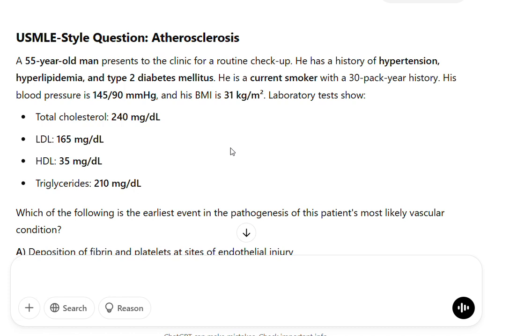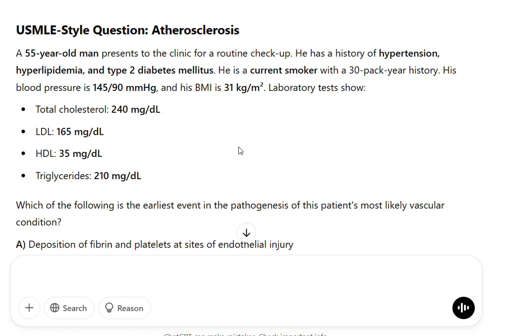Laboratory tests show total cholesterol 240 milligrams per dL, LDL 165 milligrams per dL, HDL 35 milligrams per dL, triglycerides 210 milligrams per dL. Which of the following is the earliest event in the pathogenesis of this patient's most likely vascular condition?